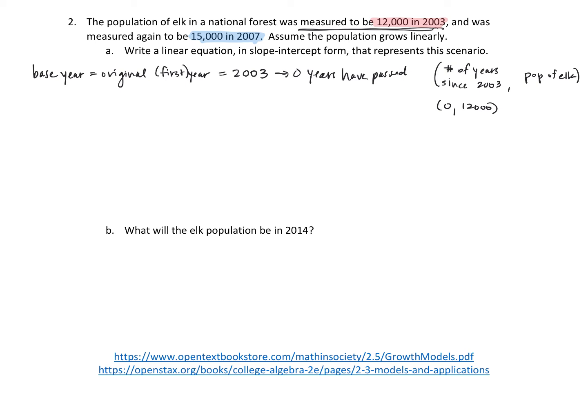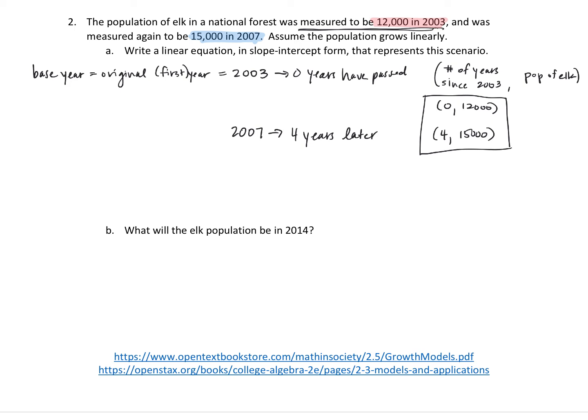In 2007, how many years have passed since the base year of 2003? You simply find that by subtracting. 2007 minus 2003 is 4 years. So that's 4 years later, and 4 is the X value. It's been 4 years since the original measurement, and the new measurement, the population of elk, is 15,000. So we've got 2 data points.